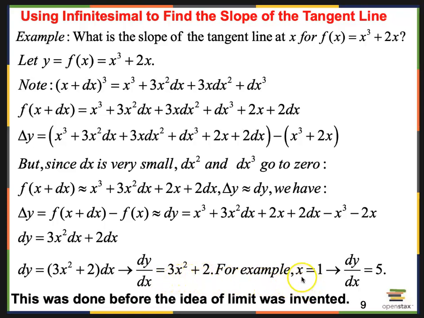So for example, x equals 1. What do we get? Well, when we plug 1 in, I get 3 plus 2, which is 5. So once we find the derivative, that change in y, change in x, slope, this is kind of an ugly way to do it, but the principle's the same. Okay, and this is what was done before the idea of a limit was invented. And you could see this could get pretty ugly looking at those dx's.